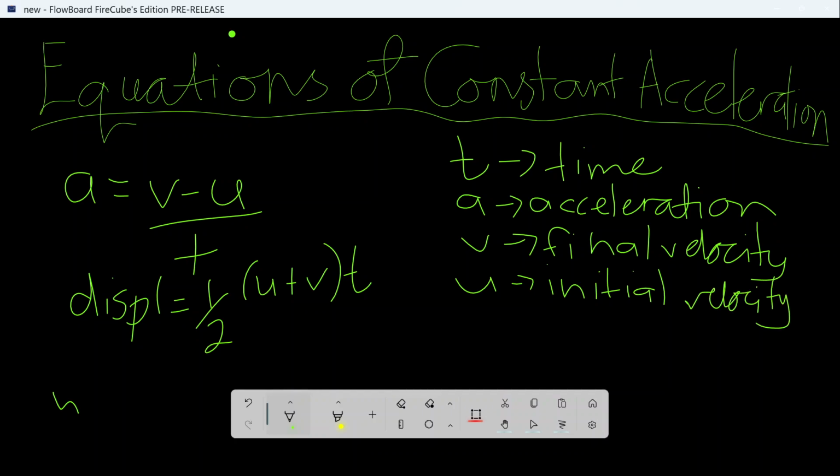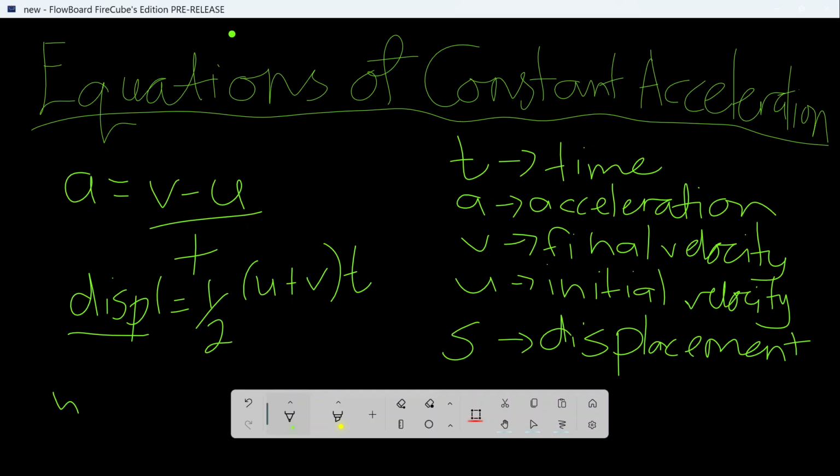Now, the whole time I've been talking about displacement, I've been labeling it with just "displ", but the symbol we're actually using in mechanics to represent displacement is an s. So these are the symbols that we'll use to represent these important things: s for displacement, u for initial velocity, v for final velocity, a for acceleration, and t for time.